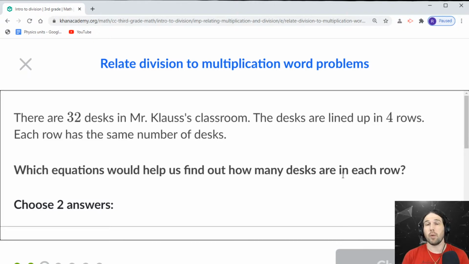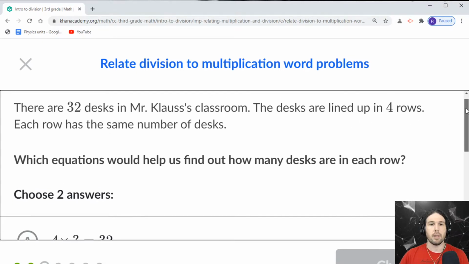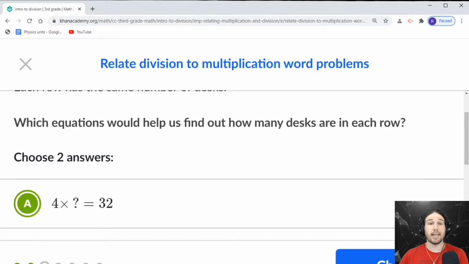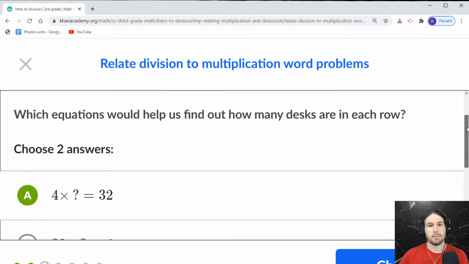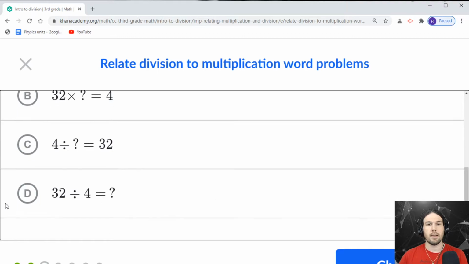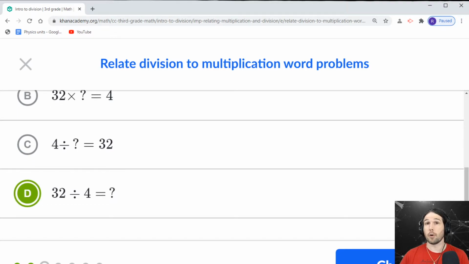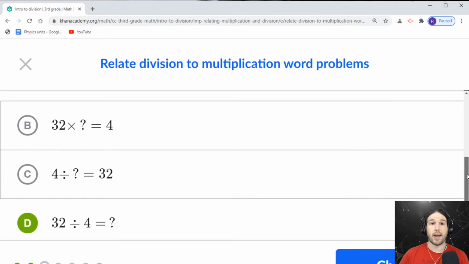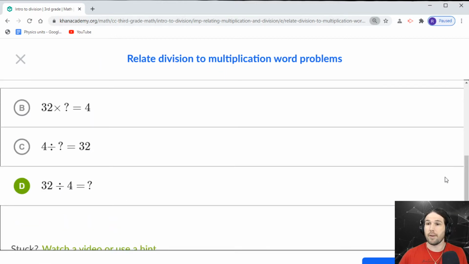And the second one is 4 times what equals 32? In this case, I think the answer is 8, but we're not really interested in the answer right now. So it's going to be 4 times blank equals 32, or 32 divided by 4 equals blank. Both of these are correct because they are both equivalent.